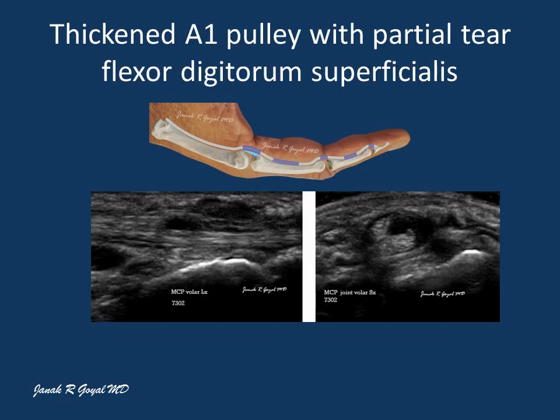This is a 46-year-old woman with rheumatoid arthritis who presented with a tender, swollen volar aspect of the left second MCP and symptoms of a trigger finger. The sonogram shows a very thick A1 pulley and a partial tear of the flexor digitorum superficialis. Here is the flexor digitorum superficialis and here is the lack of those tendon fibers, and here in the short axis scan you see the flexor digitorum profundus and the partially torn flexor digitorum superficialis.